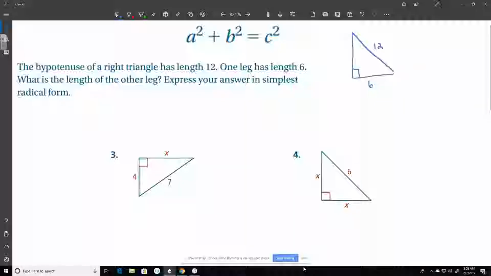So I know this is 12, this is 6. I'm looking for the unknown leg. So when I plug these into my equation, I'm going to get x squared, the one I don't know, plus 6 squared equals 12 squared. The 12 now goes on this side of the equal sign. So x squared plus 36 equals 144. If I minus 36 from both sides, x squared is going to equal 108.